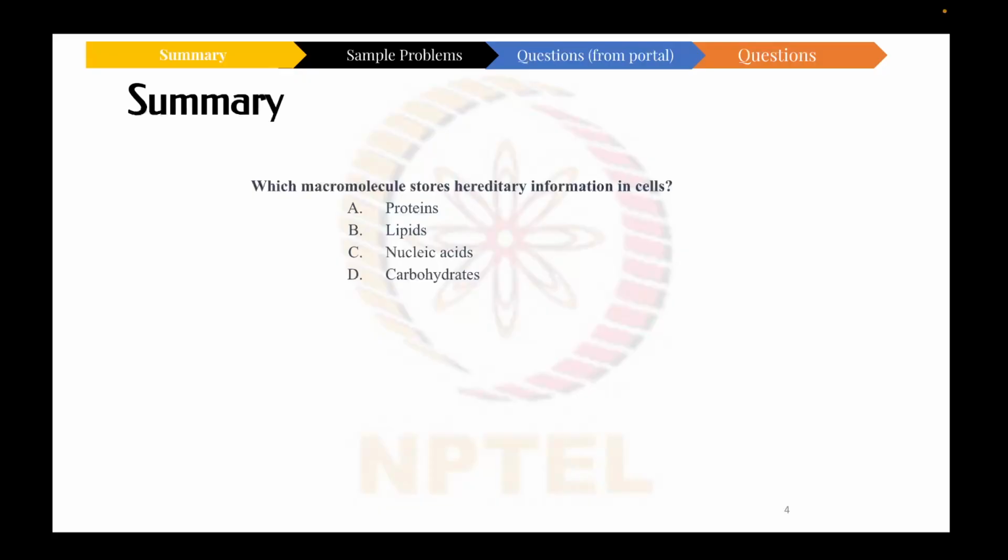Currently on screen you can see the question: which macromolecule stores hereditary information in cells, whether proteins, lipids, nucleic acids or carbohydrates. I'll wait for a minute for others to answer.